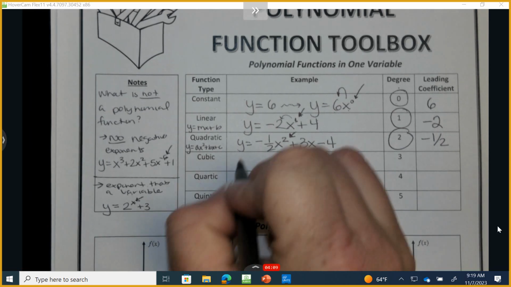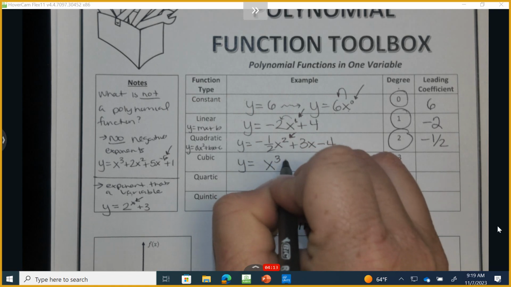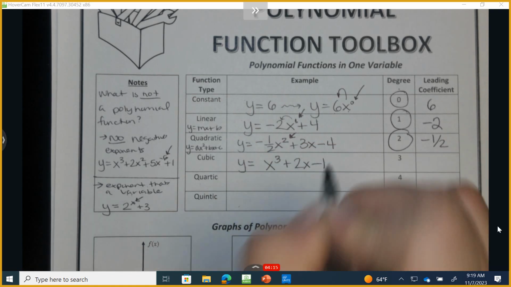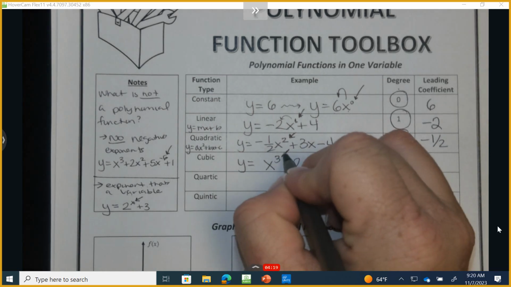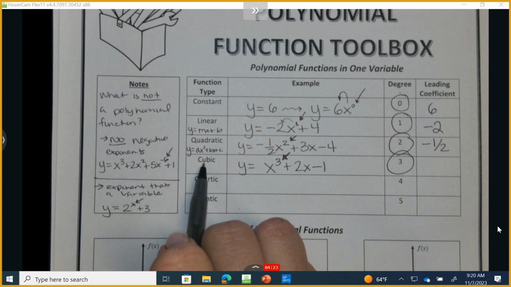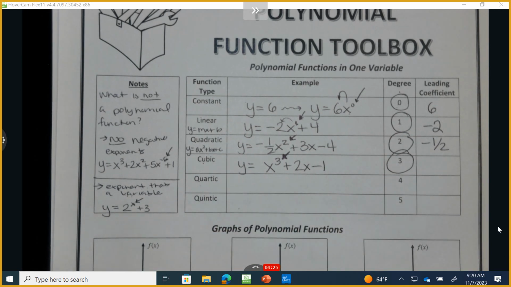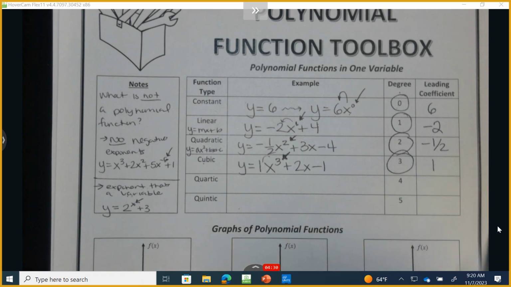Cubic means degree 3. Y equals x to the third plus 2x minus 1. The highest exponent on a variable is 3, so this is degree 3. It's called cubic. And a lot of students are like, but there's no leading coefficient. It's a hidden 1 in front.